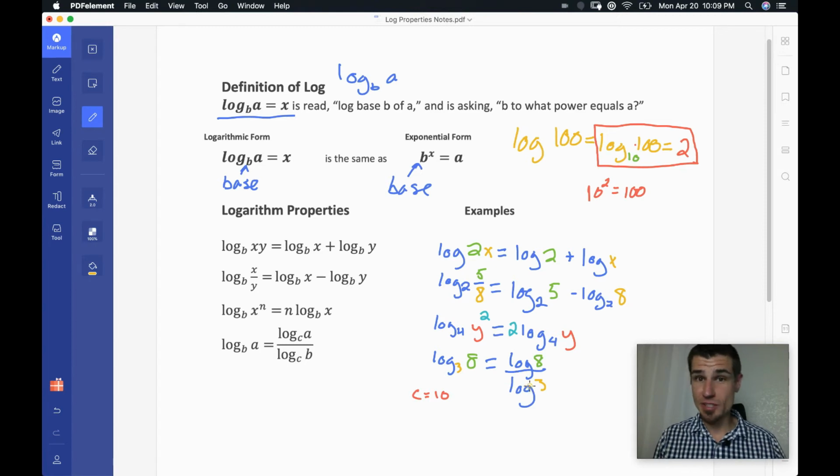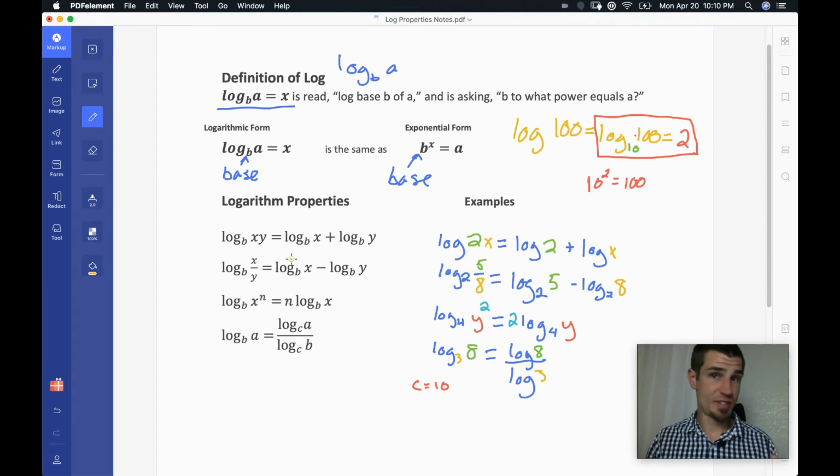I could have changed the base to whatever I want. It could have been log base 2 of 8 over log base 2 of 3. So these are our main properties that we use when we're dealing with logarithms: the product property, the quotient property, the power property, and our change of base formula.